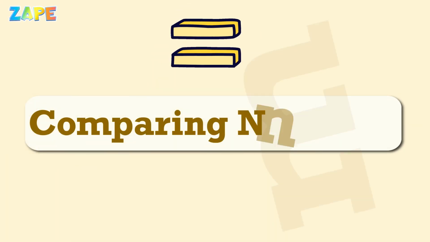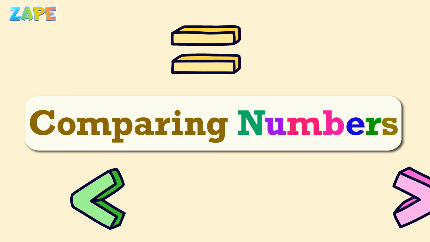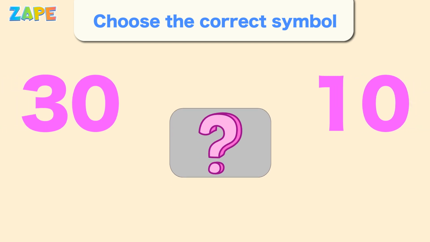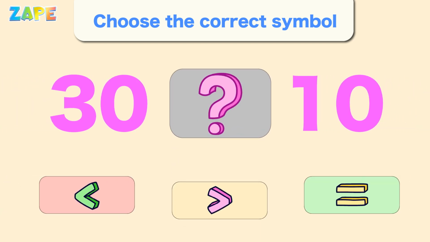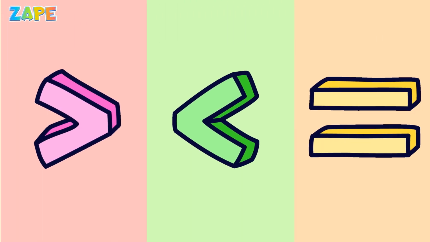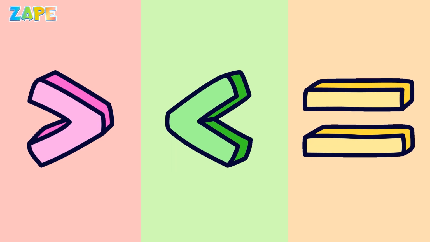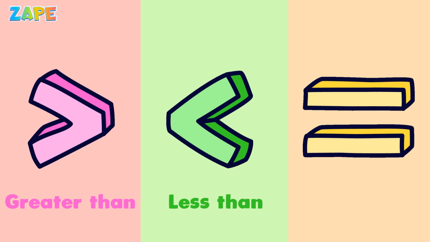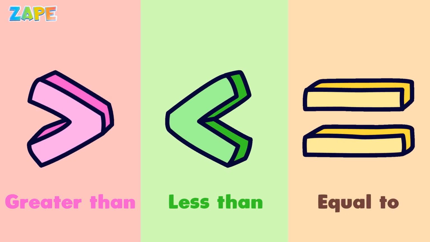Hello, little learners. Today we are going to learn about comparing numbers. That means we look at two numbers and find out which one is greater, less, or equal. We use three special symbols to compare numbers. When the first number is bigger, we use greater than. When it's smaller, we use less than. And if both are the same, we use equal to.